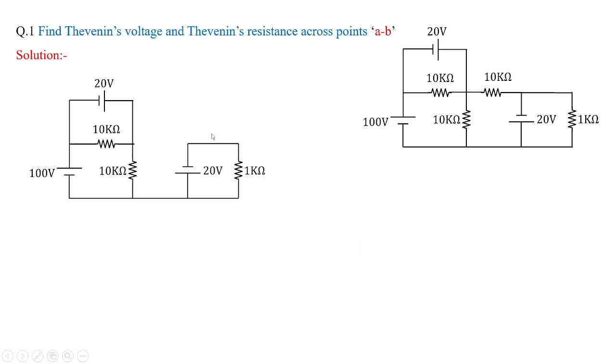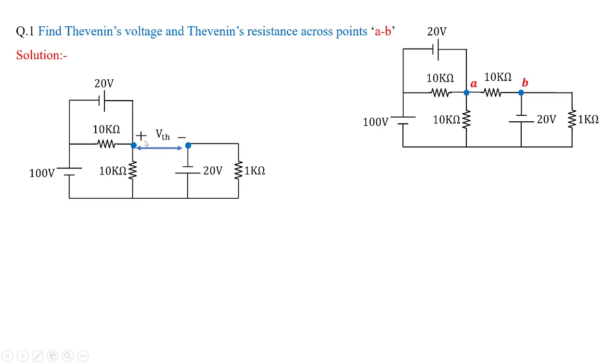So in the first circuit, you can see we need to find out Thevenin's voltage and Thevenin's resistance across this AB terminal. So here 10 kilo ohms is there. Whenever you want to calculate the open circuit voltage, we have to remove the load. And when the load is removed, this is how the network looks like. And here we need to calculate the Thevenin's voltage and Thevenin's resistance.